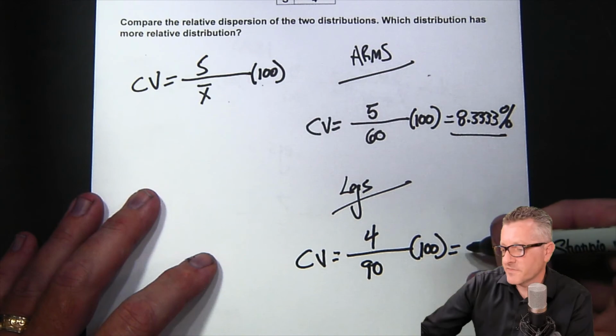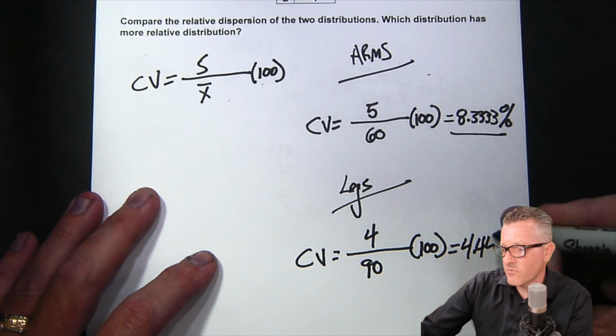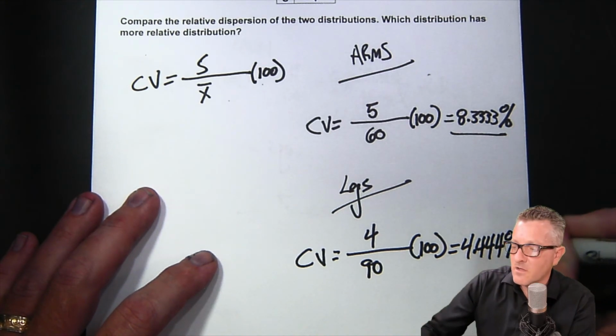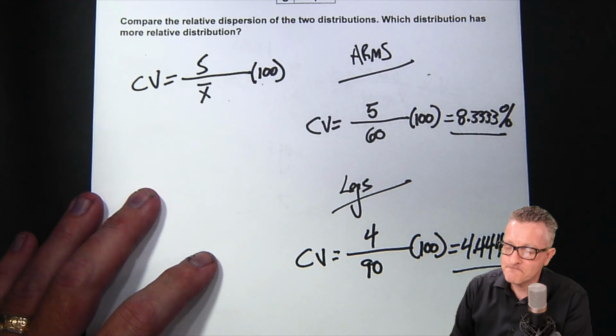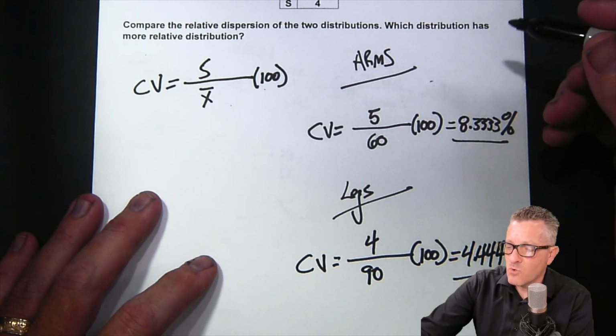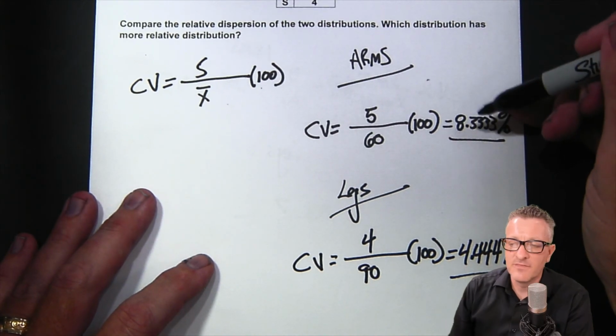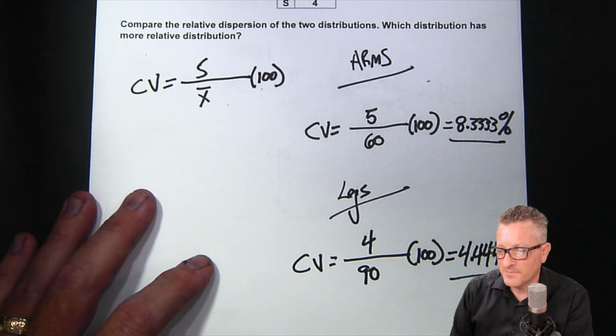So the answer for this one is 4.444%, so about 4.44%. The one that has more dispersion is the arms. In this case, who knows? I just made up the data.